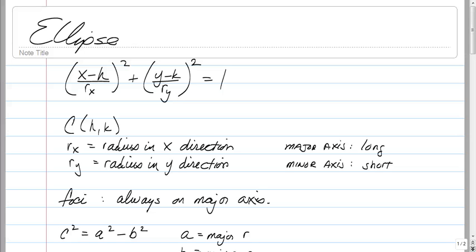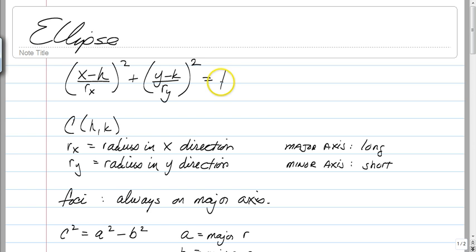Alright, so it's time to tell you a little story about the ellipse. It's basically a circle that has been pulled, either vertically or horizontally, so it's stretched more in one direction. So the formula, as you see, is a little bit similar.